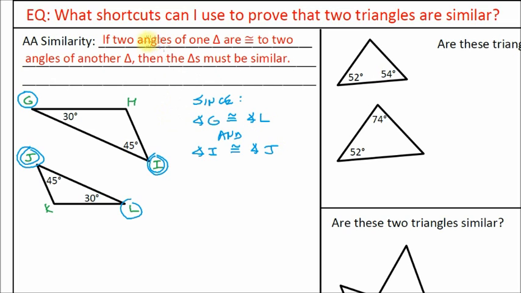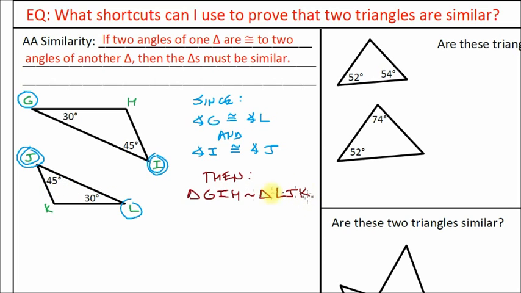If we know that we've got two angles of one triangle that are congruent to two angles of another triangle, then we can write this. Then we know that triangle, we'll just put them in order. I'm going to go with a single circle first, G. I'll go for double circle next, I, and then I'll go for no circle, H is similar to triangle. Now I'm going to go with single circle again, L, double circle, J, and then no circle, K.